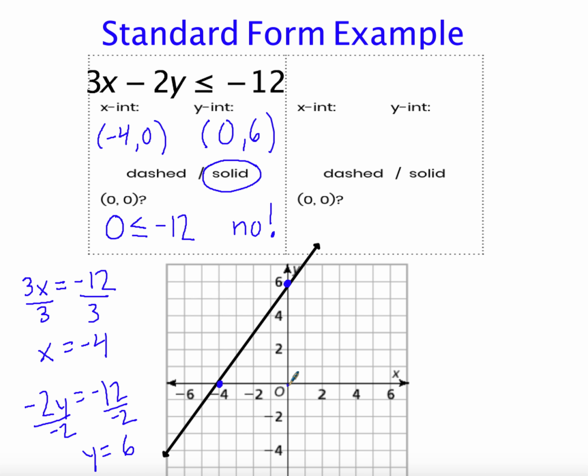That means that the origin is not a part of the solution set to this inequality, and I want to shade the side of the inequality that does not contain the origin. So that is going to be this side. This is the side of the inequality 3x minus 2y is less than or equal to negative 12 that does not include the origin, since 0 does not satisfy the inequality.